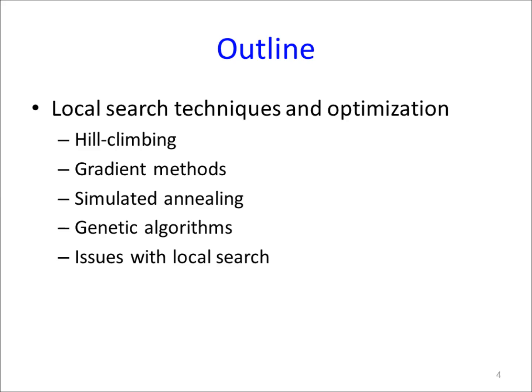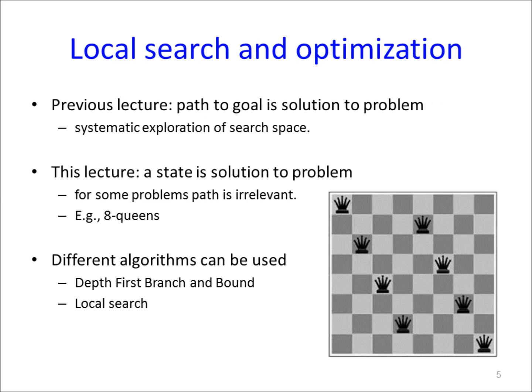This is the outline. We are going to do several algorithms which are called local search, including hill climbing, gradient descent, simulated annealing, genetic algorithms. You may have known some of the words. You actually know about these algorithms already. This is a really simpler lecture. It's not as hard.